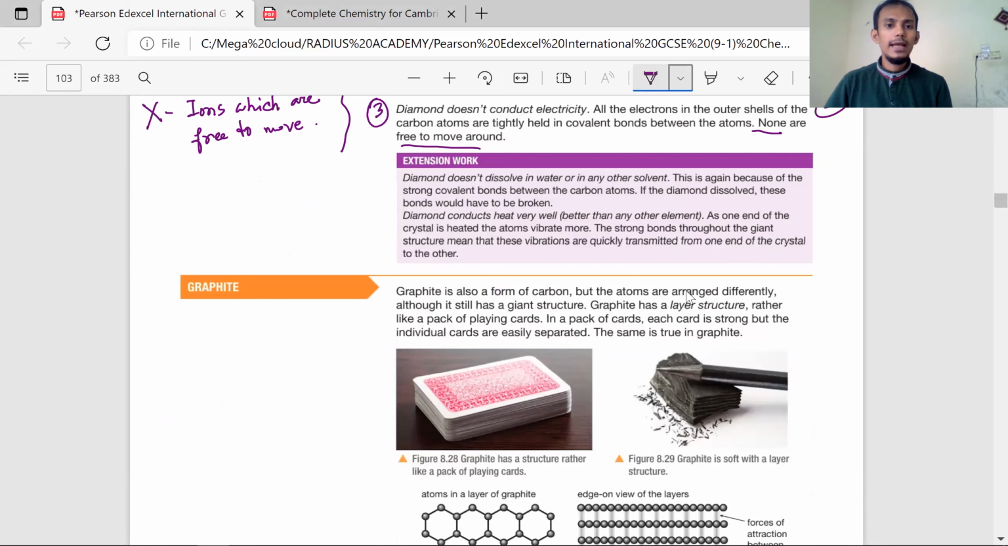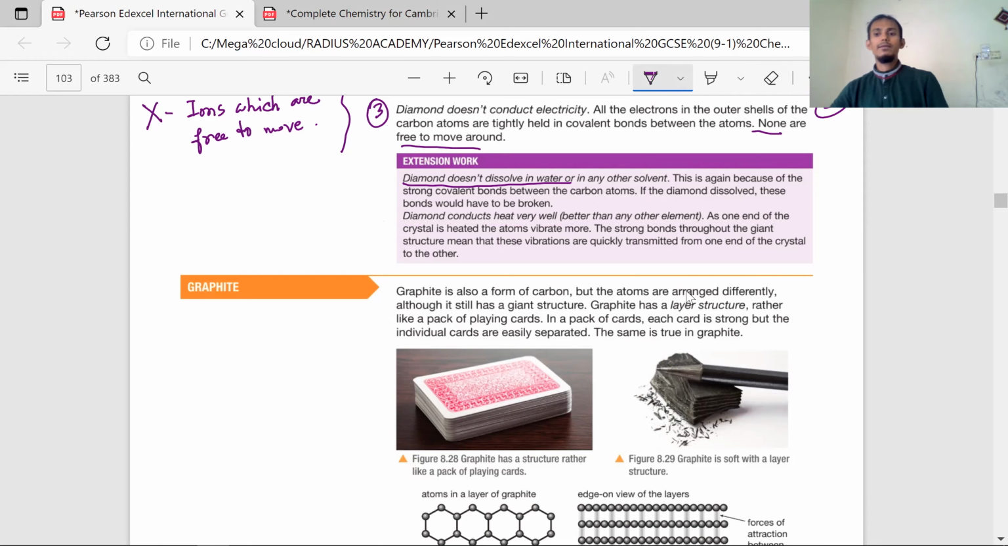Extension work is not that required. Diamond does not dissolve in water, and diamond conducts heat very well, better than any element. So it is also an unusual property of diamond. They do not conduct electricity, but they conduct heat. As one end of the crystal is heated, the atoms vibrate more. The strong bonds throughout the giant structure mean that these vibrations are quickly transmitted from one end of the crystal to the other. But these 2 points are not that required. But for information, you can remember.